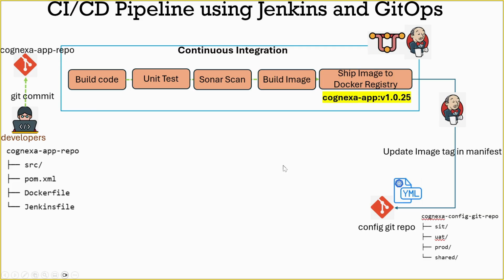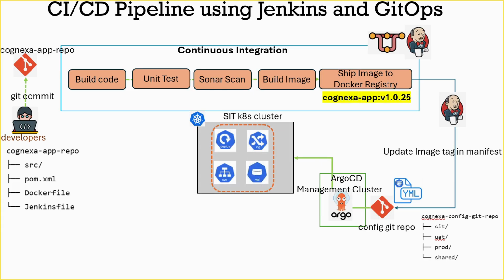Now this is where ArgoCD comes into the picture. ArgoCD continuously monitors the GitOps repository and compares the desired state stored in the Git with the actual state running in the Kubernetes cluster. And whenever a change is detected in the configured branch, ArgoCD automatically synchronizes the Kubernetes cluster to match the desired state stored in Git. Since ArgoCD follows a pull-based mechanism, it pulls the latest deployment configuration from Git and applies it to the target Kubernetes environments.